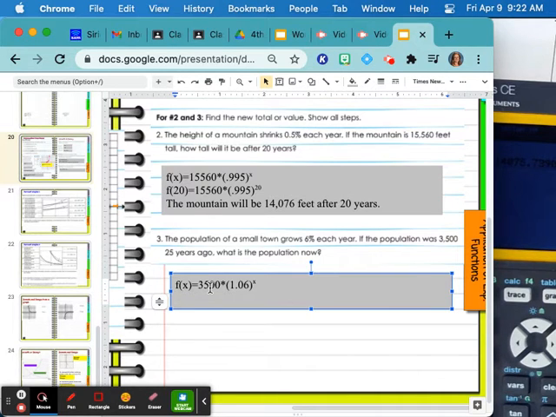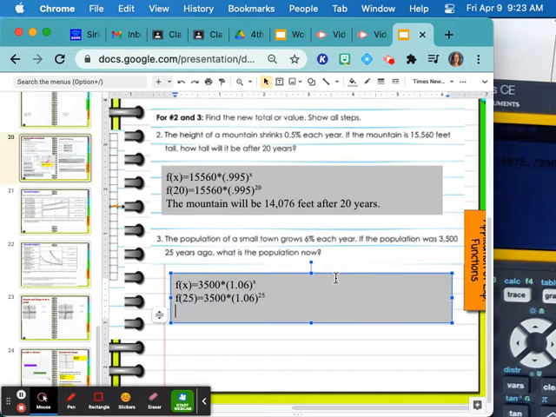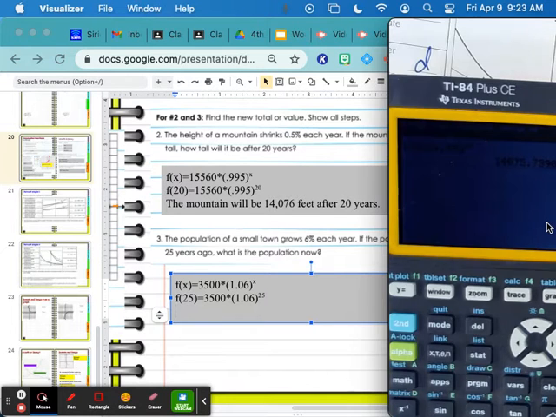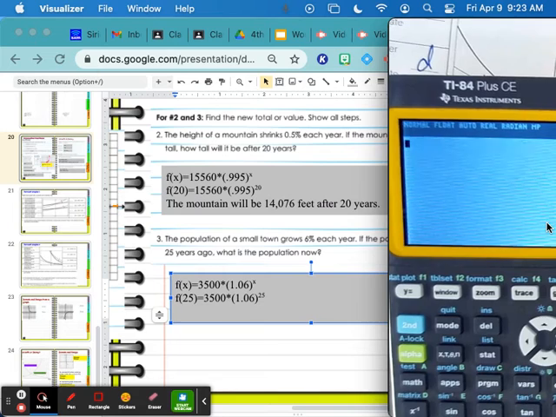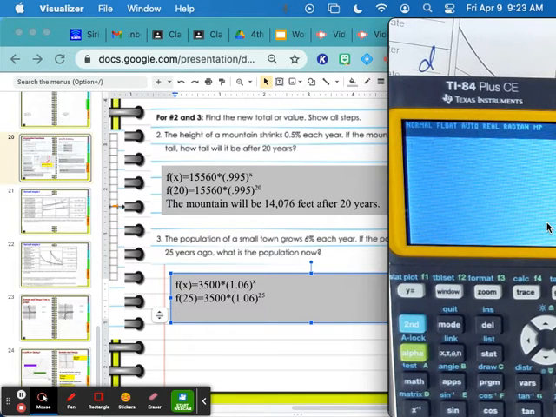We want to know what the population is now, 25 years later. So how do we find the population now? Replace x with 25. So go ahead and put that in your calculator and write your answer as a word problem or a word answer.